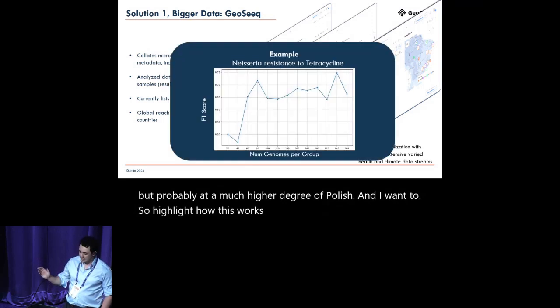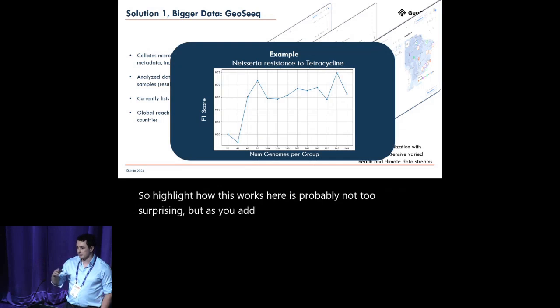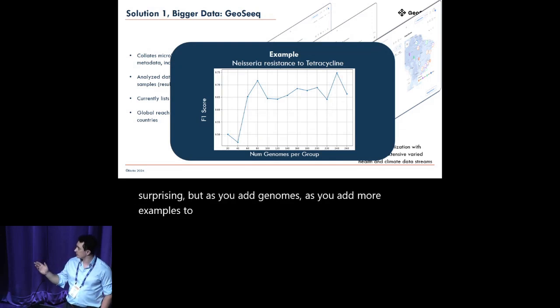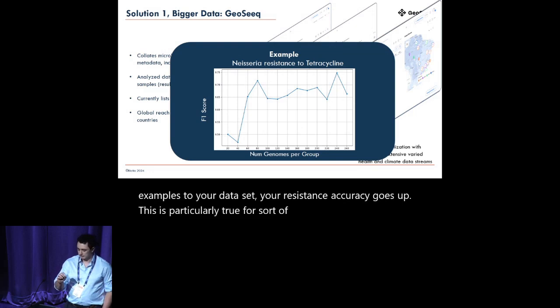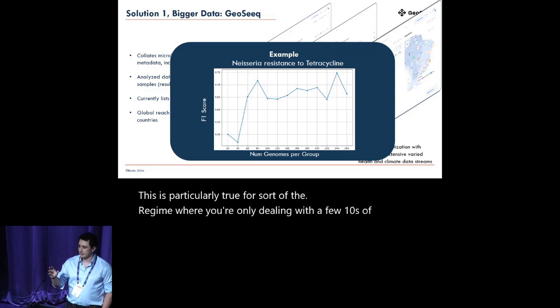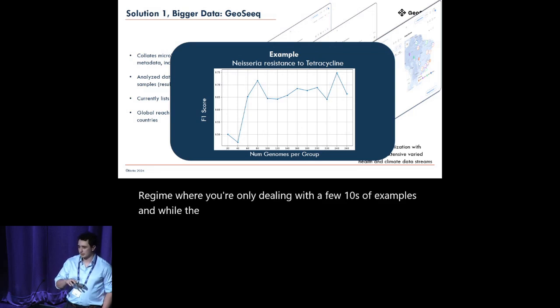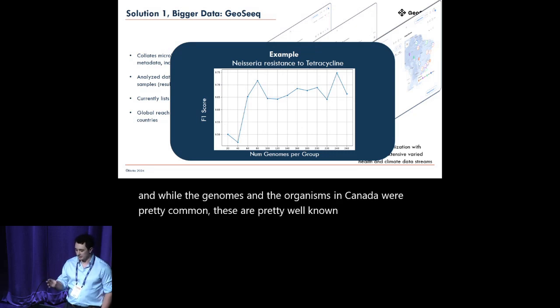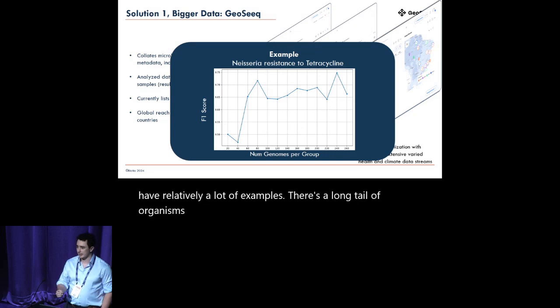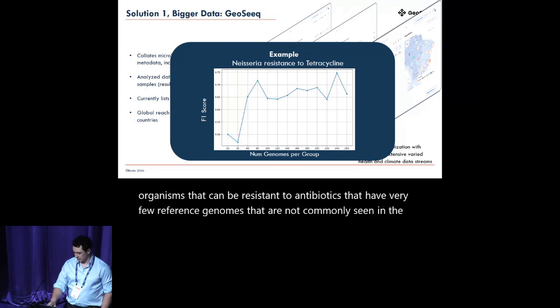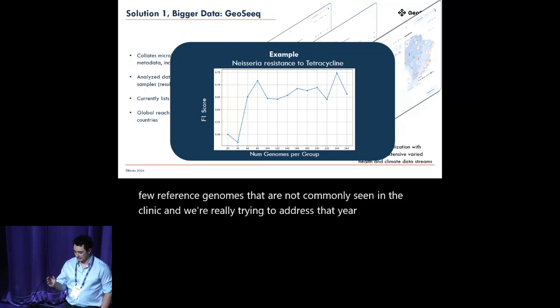As probably not too surprising, as you add genomes, as you add more examples to your data set, your resistance accuracy goes up. This is particularly true for the regime where you're only dealing with a few tens of examples. And while the organisms in CAMDA were pretty common, pretty well-known organisms which have relatively a lot of examples, there's a long tail of organisms that can be resistant to antibiotics that have very few reference genomes and are not commonly seen in the clinic. And we're really trying to address that here with GeoSeq, finding lots and lots of this data.